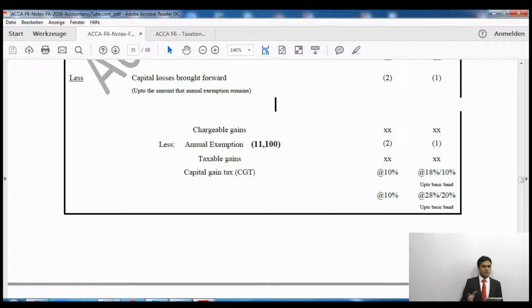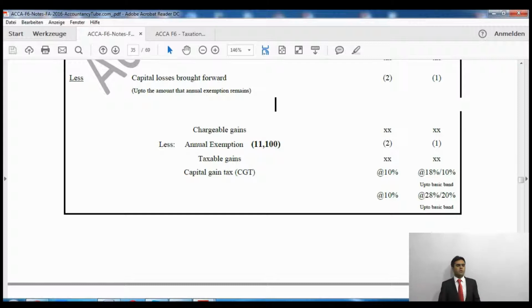Now another thing, I might have told you in one of the previous videos as well, is that in capital gains tax there is something called a residential property. Tax rates on residential property are 18% in the basic rate band and 28% in the higher rate band. The examiner won't examine in much detail, but you should know about it at F6 level. The question will tell you that it is a residential property, so then you know that the tax rates are different, and the tax rates will be given to you in the exam anyway.